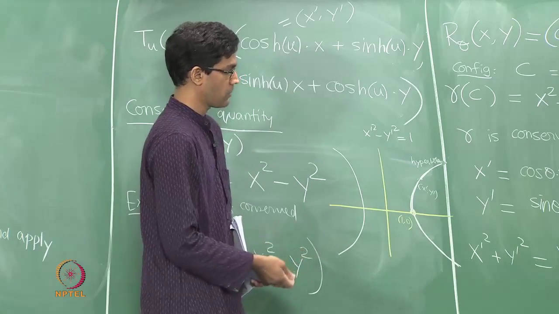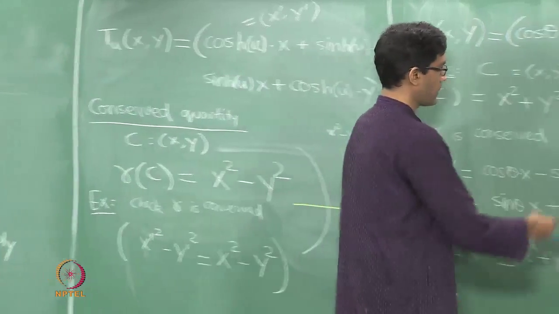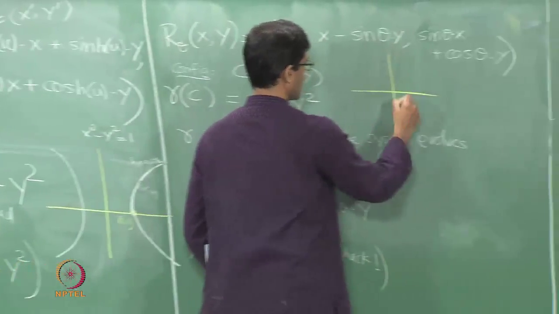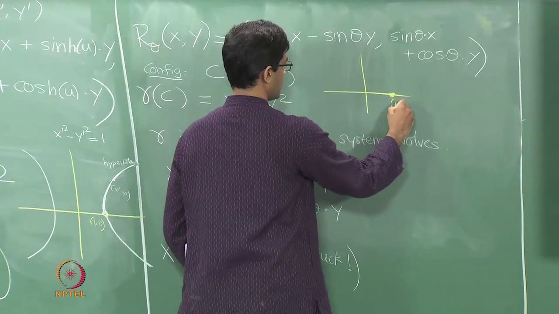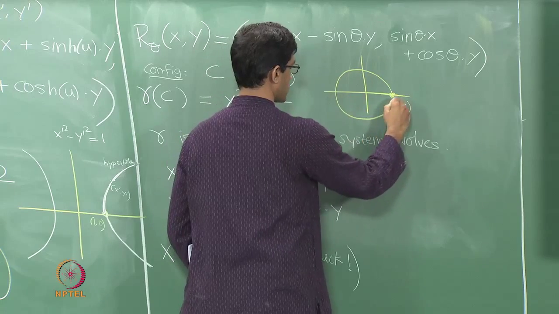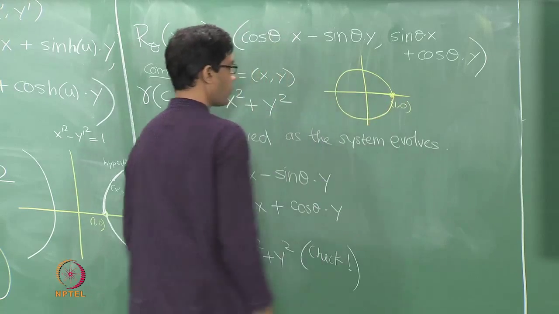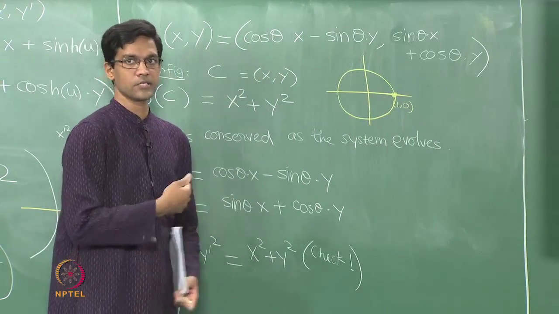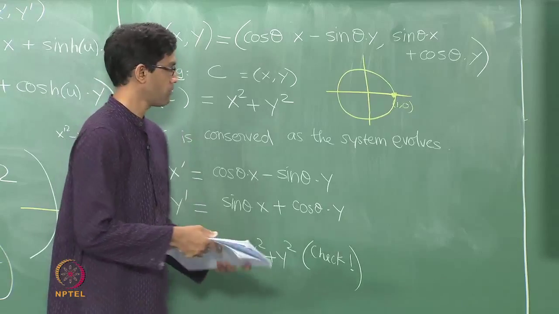Similarly, in the earlier example, what was the corresponding thing? That was a circle. So if your initial point is (1, 0) in the previous example, then at each time t you are constrained to lie on the circle of radius 1. You cannot move out of this circle. Similarly, in this case you cannot move out of the hyperbola.